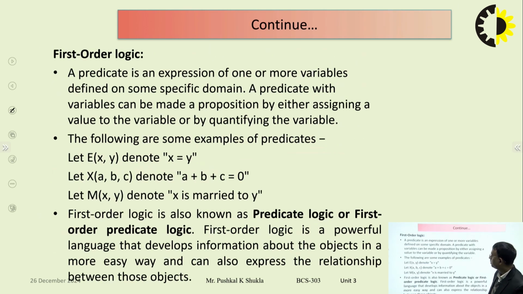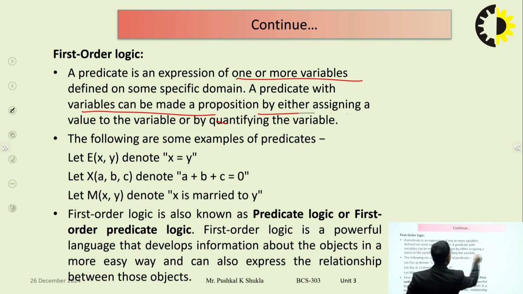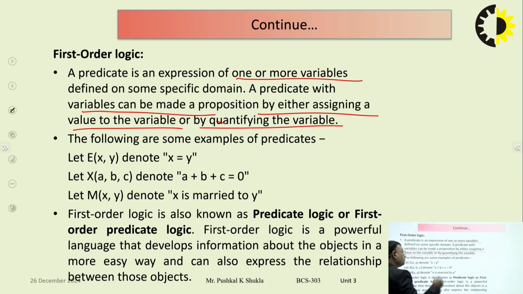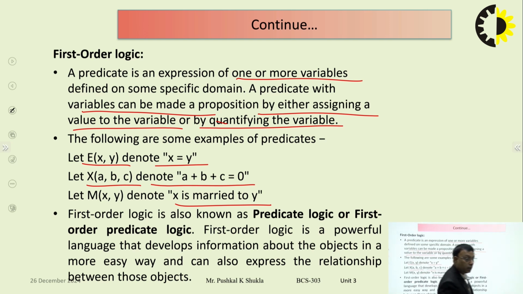In first order logic, a predicate is an expression of one or more variables defined on some specific domains. A predicate with variables can be made a proposition by either assigning values to the variables or by quantifying the variables. The following are some examples of predicates. Let E(x,y) denote x equals y. Let P(a,b,c) denote a plus b plus c equals 0. Let M(x,y) denote x is married to y. First order logic is also known as predicate logic.